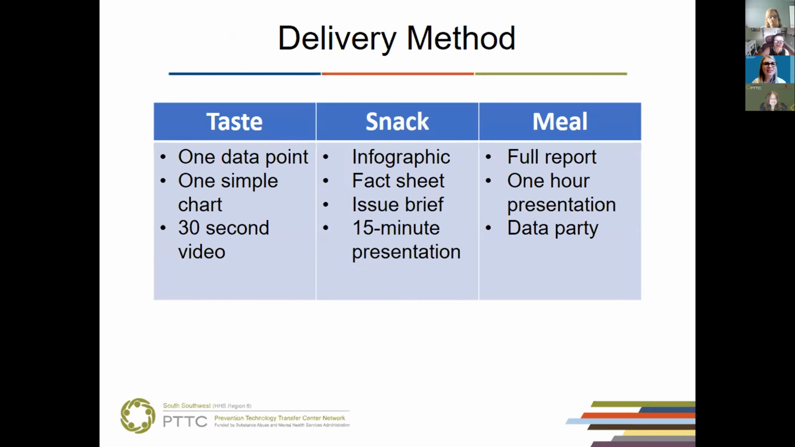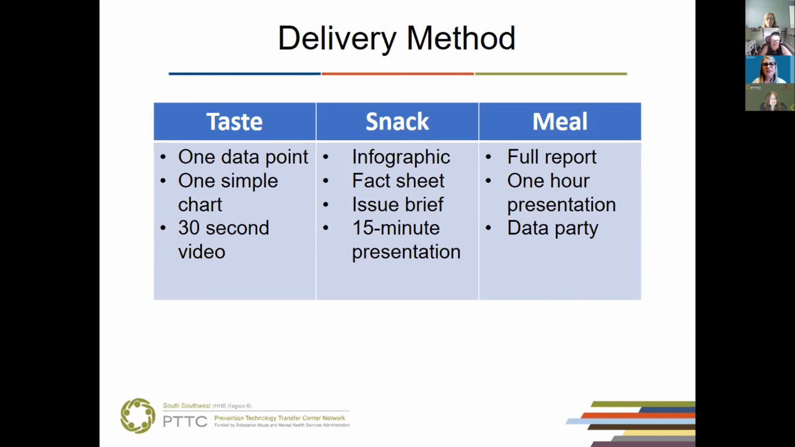So when we talk about different delivery methods, we like to use this food metaphor. We talk about it in terms of a taste, a snack, and a meal. A taste is sharing really one data point to whet their appetite, get them kind of excited about data, but not overwhelm them. It's like a taster at the supermarket. It's their way to get you to know that a product is good without you indulging in the whole thing or having to buy it.